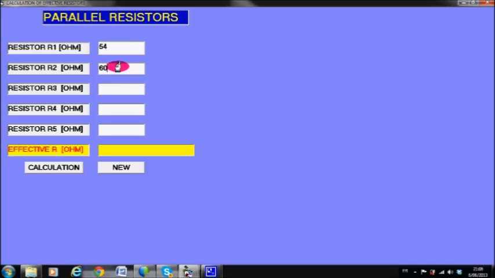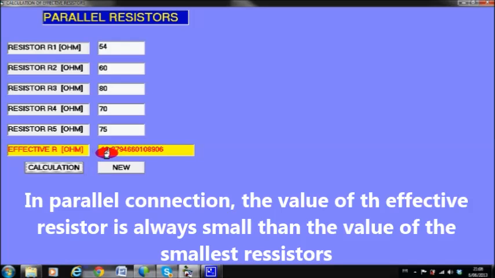54, 60, 80, 70, and then 75. And then I press the calculate button, and I get the value of the effective resistor. Something very important to know here is that for resistors in parallel, the value of the effective resistor is smaller than the smallest of the resistors. Okay, so the value of the effective resistor is smaller than the smallest of the resistors.